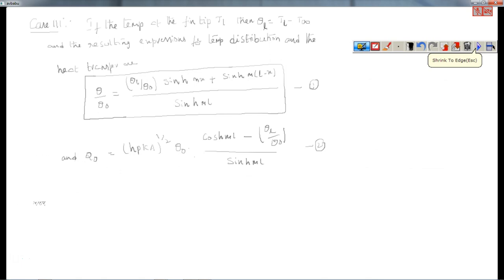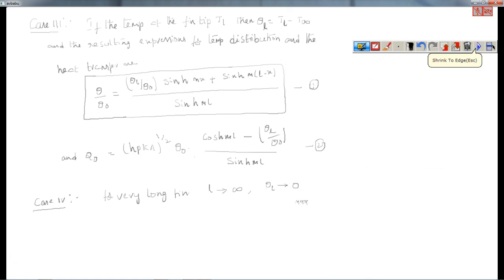Case 4. What is that? Case 4 is for a very long fin, where L is infinity, and theta L is going to be 0.